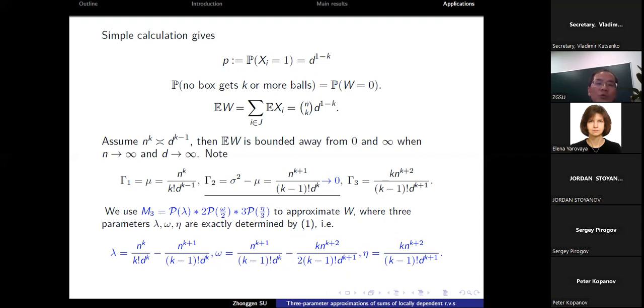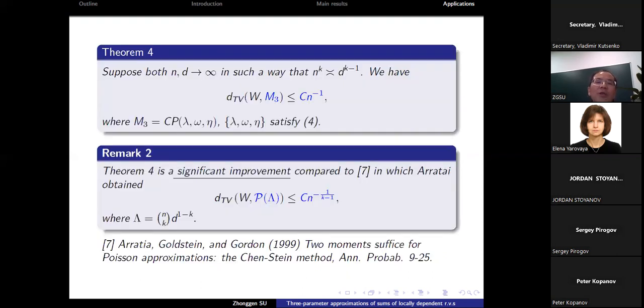So we use M3 as before. And here is our main result. As n and d go to infinity in such a way that, we have the total variation distance between W and M3 is less than C times 1 over n.